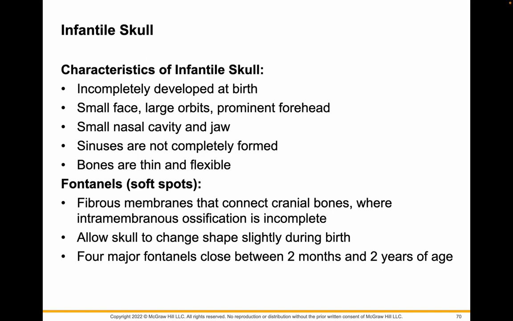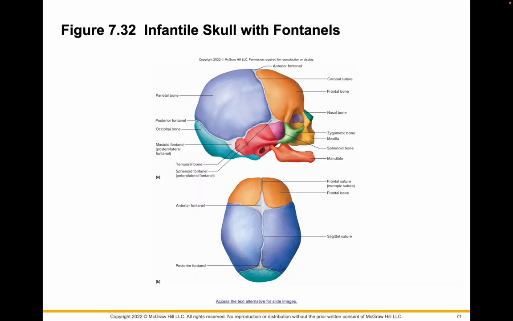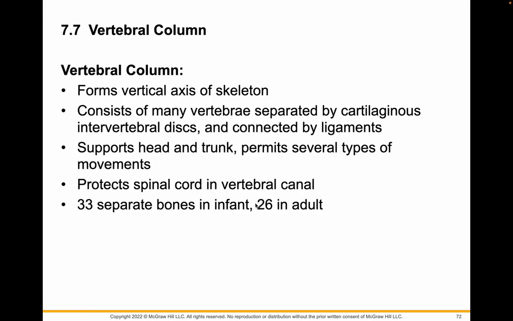Okay. The infant skull is incompletely developed at birth. So you usually have a small face with kind of a bigger head, right? And the bones are very thin and somewhat flexible. The sinuses are not completely formed yet. And you have soft spots, fontanelles. These are fibrous membranes that are connecting these cranial bones, and ossification is incomplete. And so it allows that skull to change shape while it goes through the birth canal. They usually close up between 2 months and 2 years. And so here's the anterior fontanelle that most people think of. It's a large soft spot on the skull.